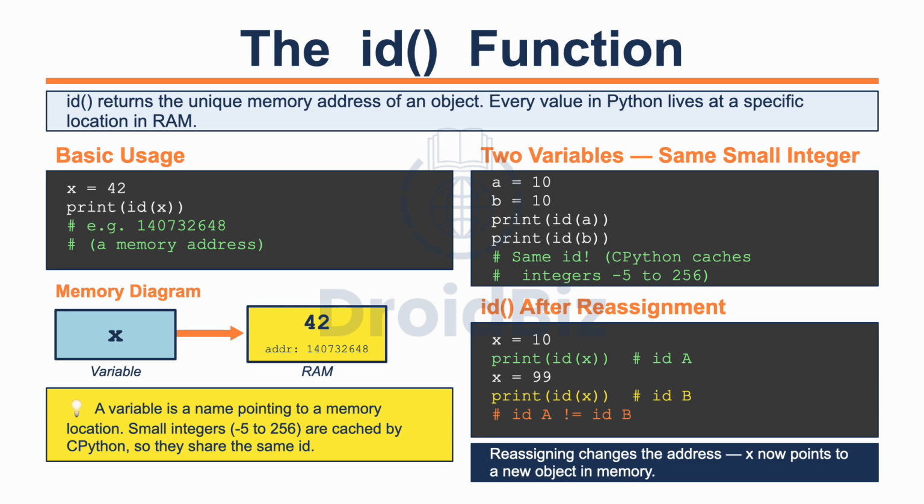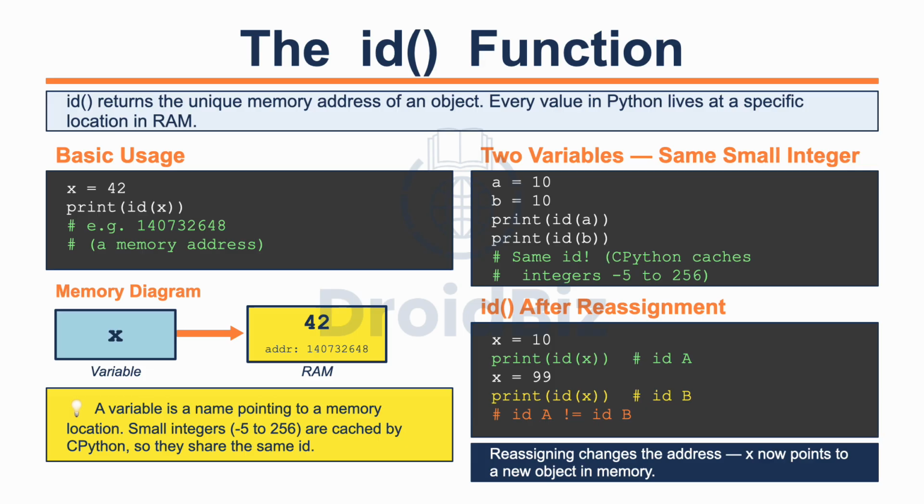Now, let us see what happens when you reassign a variable. Write x = 10 and print the id. Then write x = 99 and print the id again. The two IDs will be different. When you reassigned x to 99, Python created a brand new object in memory and pointed x to that new location. The key insight is this.